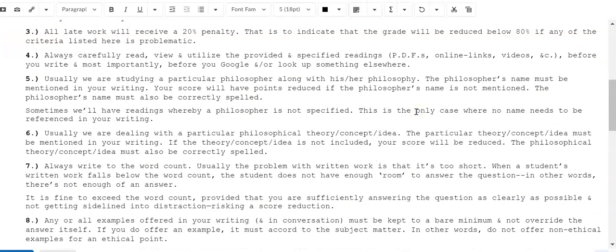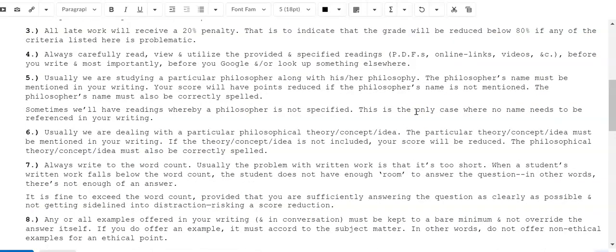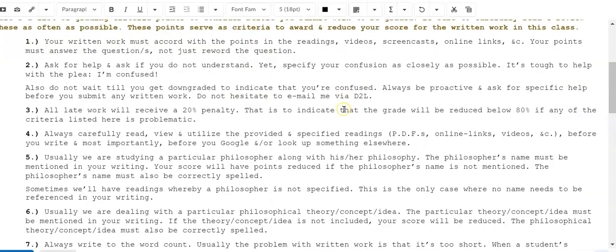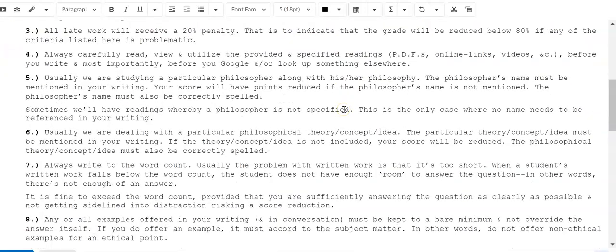Always carefully read, view, and utilize the provided and specified readings before you write, most importantly before you Google or look something up. So this is kind of a rewording of 1. But the other point this is making is that sometimes we're studying a specific topic, let's say deontology, and students will look up deontology on Google before they go to our reading to understand what it is. We want to do the opposite. Okay, so in other words, make sure that you understand the reading before you go to Google.